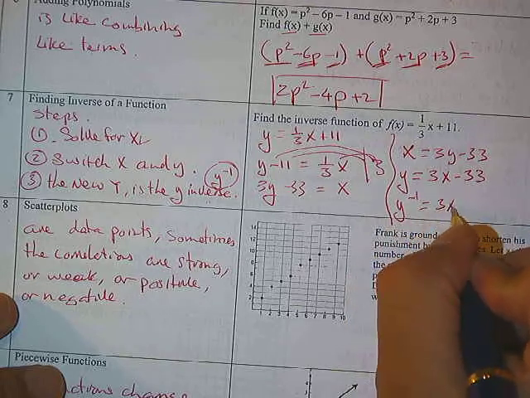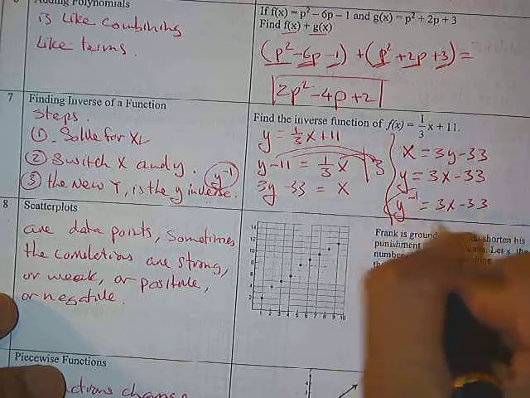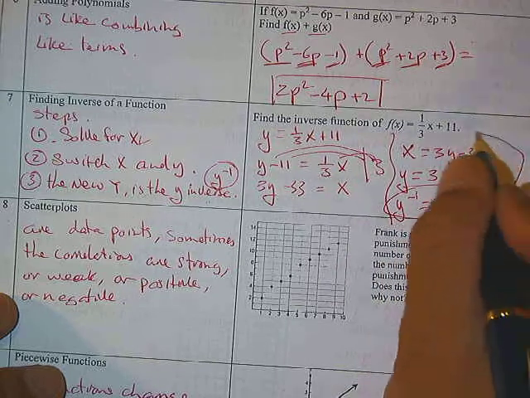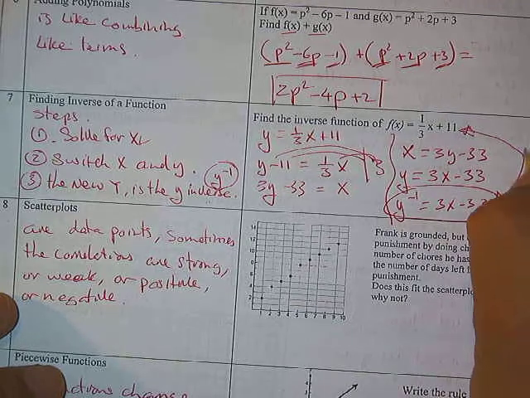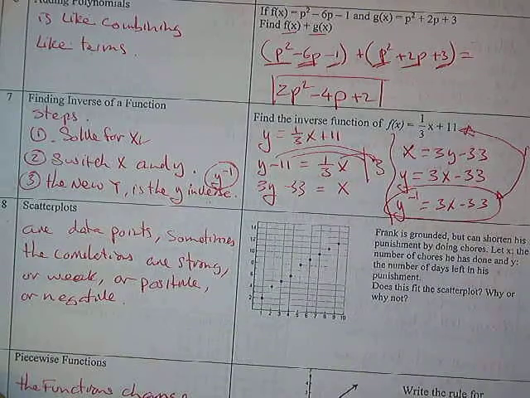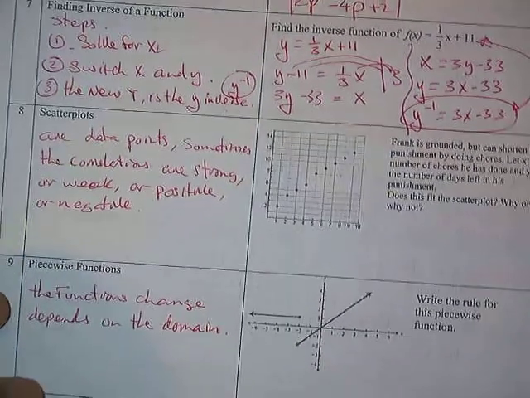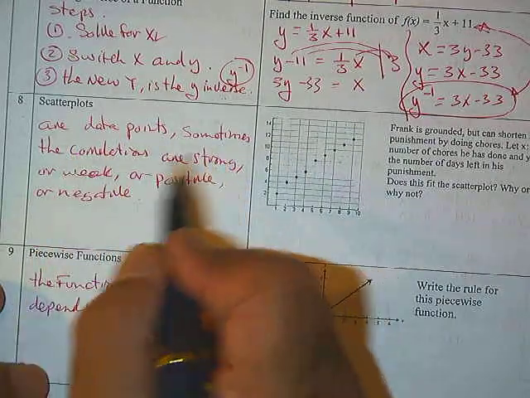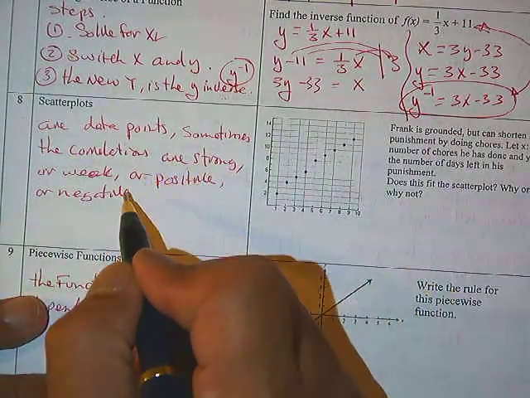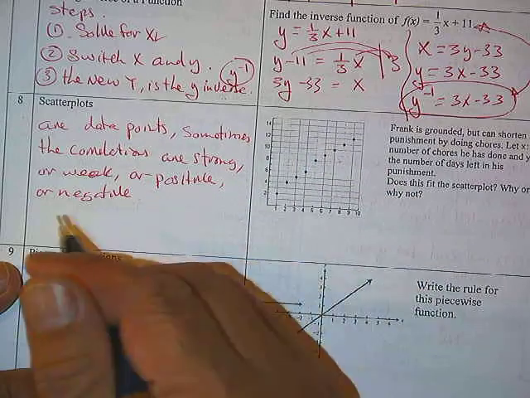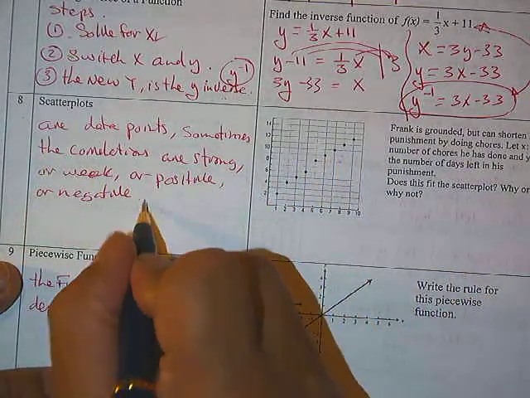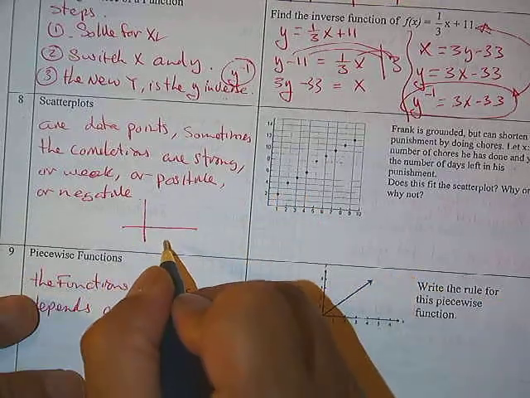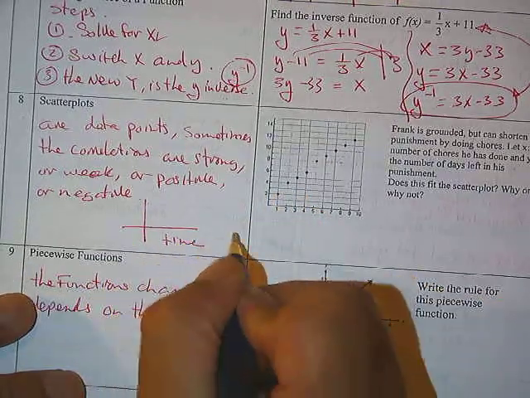And I think that took care of step 1. So the second step is to switch the x and the y. So now instead, y is equal to 3x minus 33. And then that is your inverse function. So we have y inverse is equal to 3x minus 33. So this is the inverse of these. They are inverses of each other. The inverses.